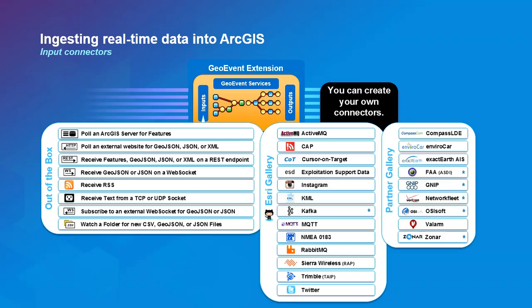So the key with these connectors in the middle column is that we have a GeoEvent SDK. If one of these connectors does not meet your needs, you can use the SDK to develop your own connector based upon a certain protocol and data format that you might want to ingest into ArcGIS. And many of these connectors here in the center column also have associated GitHub projects where you can actually access the source code and then go out and modify, submit bugs, and extend the capabilities of those connectors to meet your specific needs.